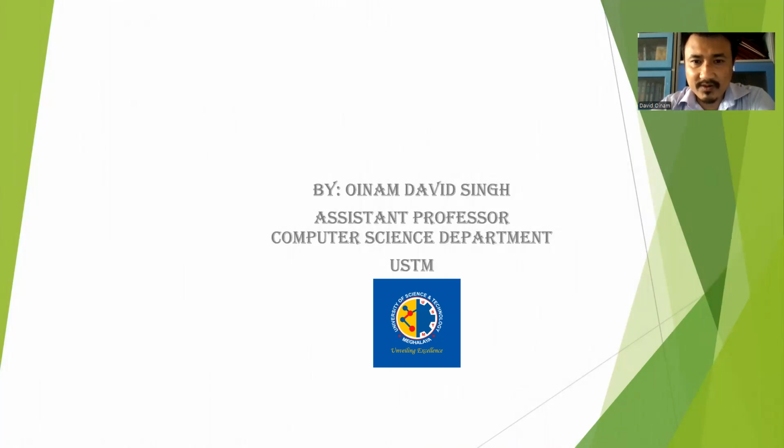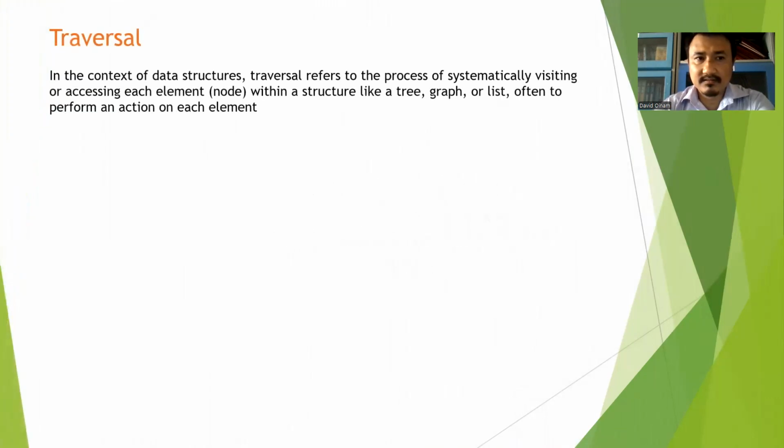Today I'm going to take a topic on binary tree traversal. Before starting, what is binary tree traversal? Let's have a definition of what is traversal. In the context of data structure, traversal refers to the process of systematically visiting or accessing each element or node within a structure like a tree, graph, or list, often to perform an action on each element. That is called traversal. We are not going to discuss the graph or list today, but we are going to discuss the tree, only binary tree traversal.